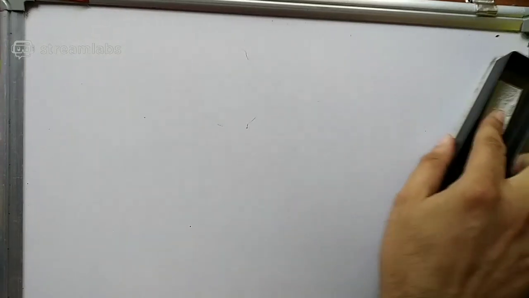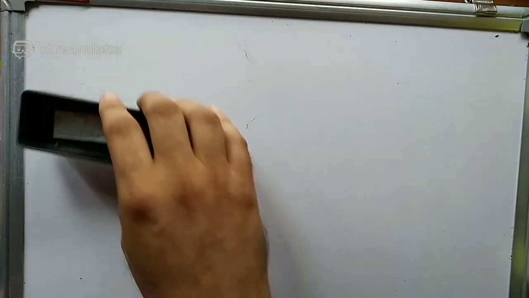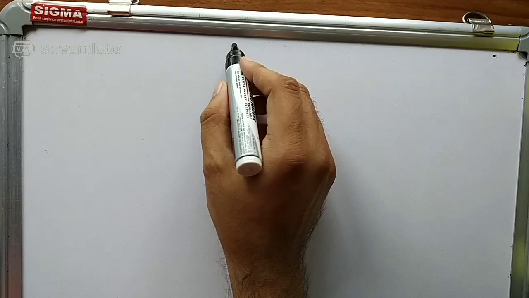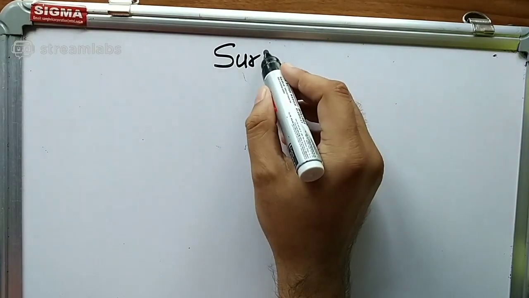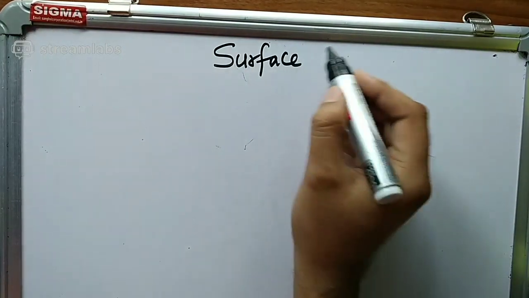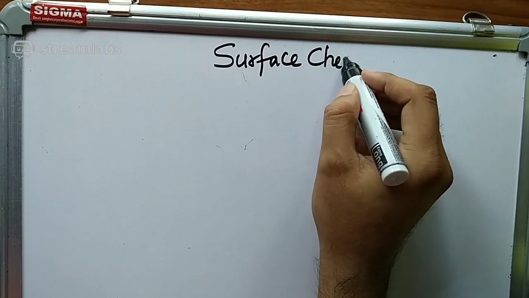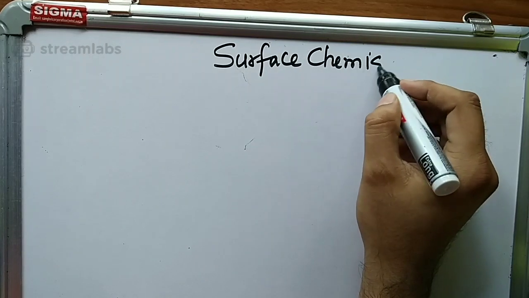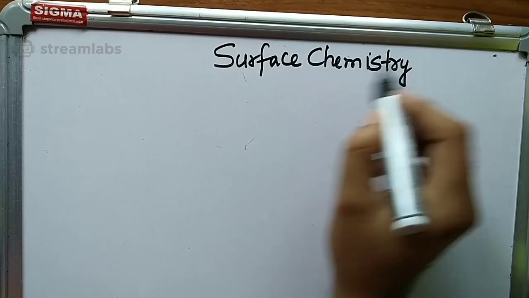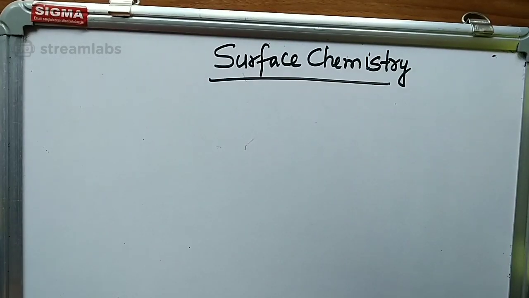I think all these points are clear, students. We shall start with the next chapter, that is surface chemistry. I'm starting the new chapter, students, that is surface chemistry. Very simple chapter, no numericals, only theory based. It is said to be one of the easiest chapters. Theory, no problems. So there is only theory in this.